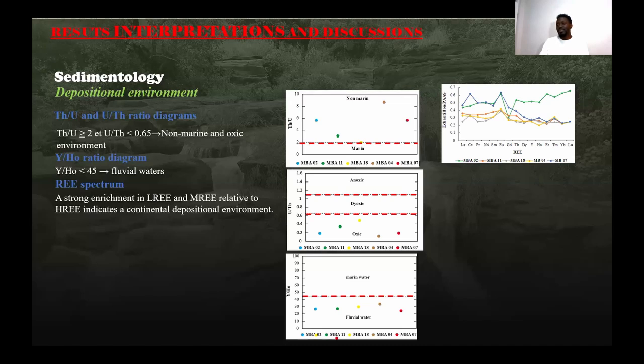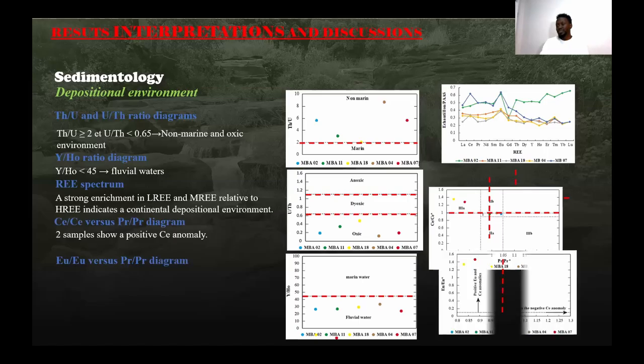The cerium and lanthanum anomalies observed on the rare earth element diagram, together with the europium versus praseodymium plot, highlight a positive uranium and cerium anomaly across all strata. Altogether, these geochemical analyses demonstrate that the sediments were deposited in an oxic continental fluvial environment with no marine influence.